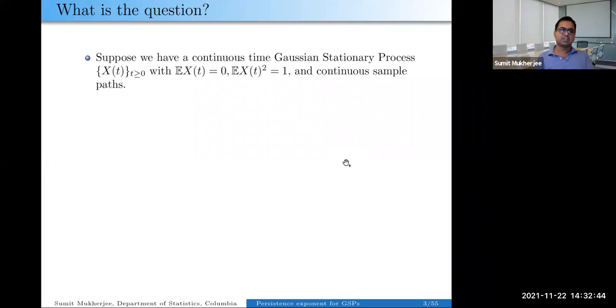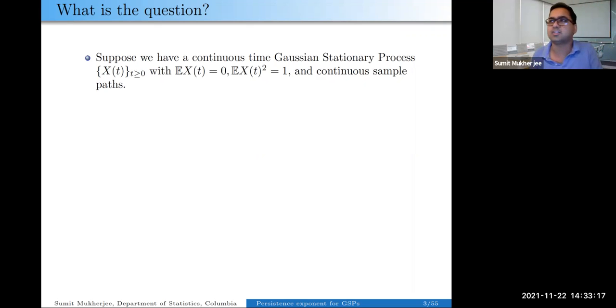Okay, so let's jump right in. This is the question that we want to study in this talk. You have a continuous time Gaussian stationary process, which I'm going to abbreviate as GSP throughout the talk, and this is what GSP stands for in the title as well, which is centered. So throughout the talk, X_t will be centered. Since it's stationary, it doesn't actually matter if I put a different mean, because that just corresponds to a change in level. The main paper is in preparation.